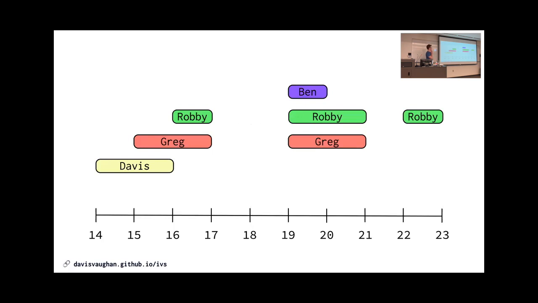This is the same information as represented before, 2014 to 2023 at the bottom. And it shows when we were there in the apartment. Me, Greg, and Robbie were there first. There's this gap of time with no one. Then Robbie and Greg were there at the same time for at least a little bit of it. Another gap, and Robbie was by himself there at the end.